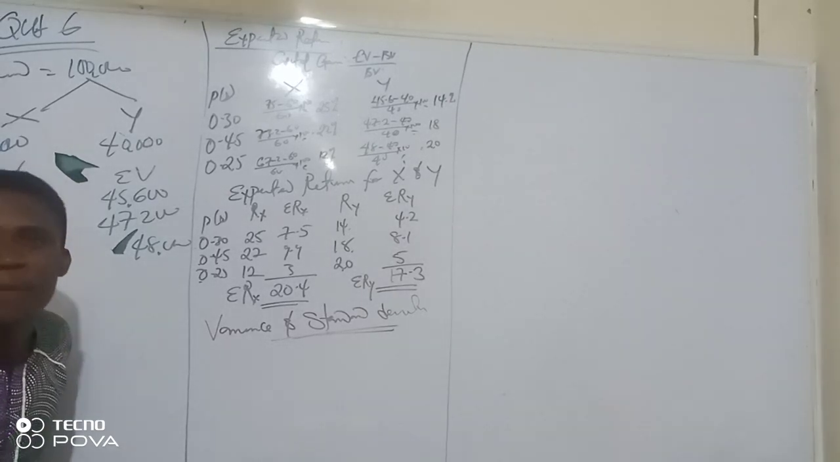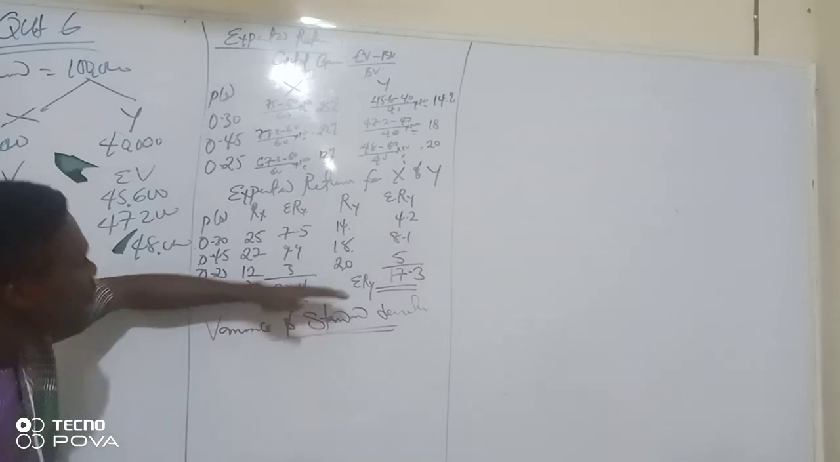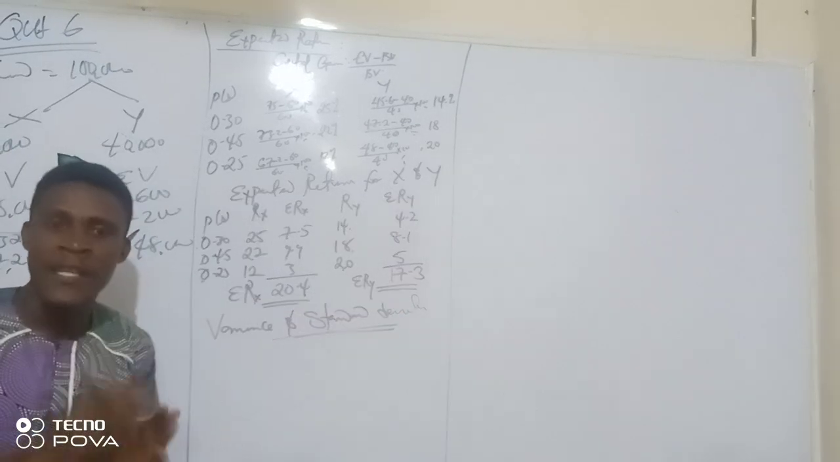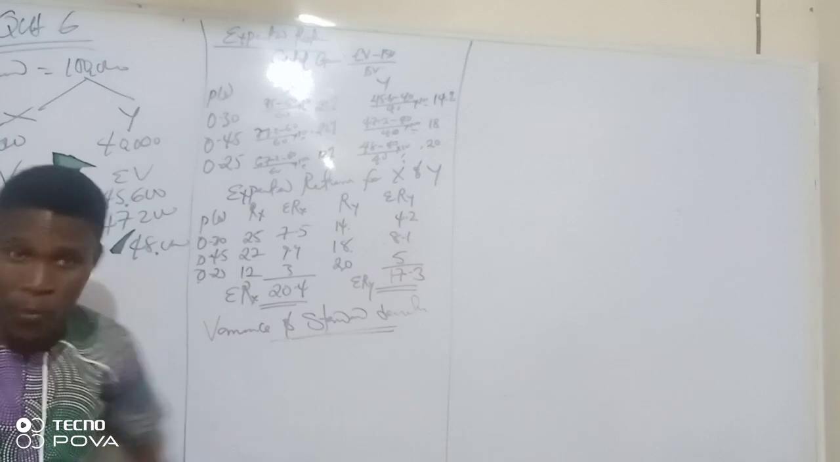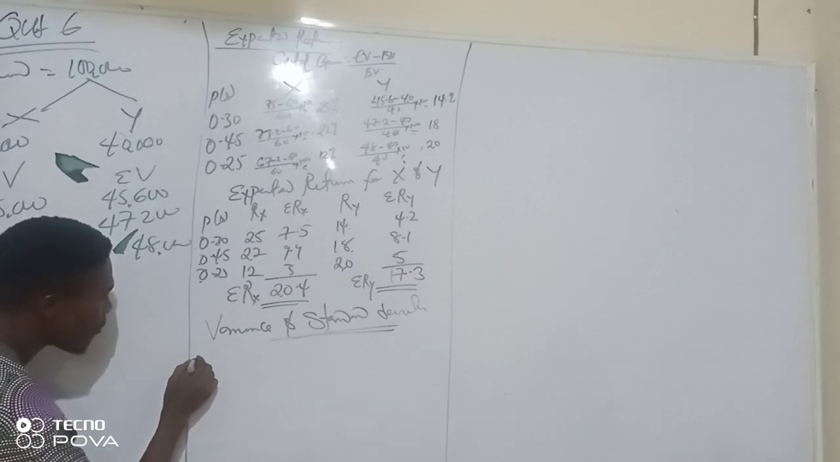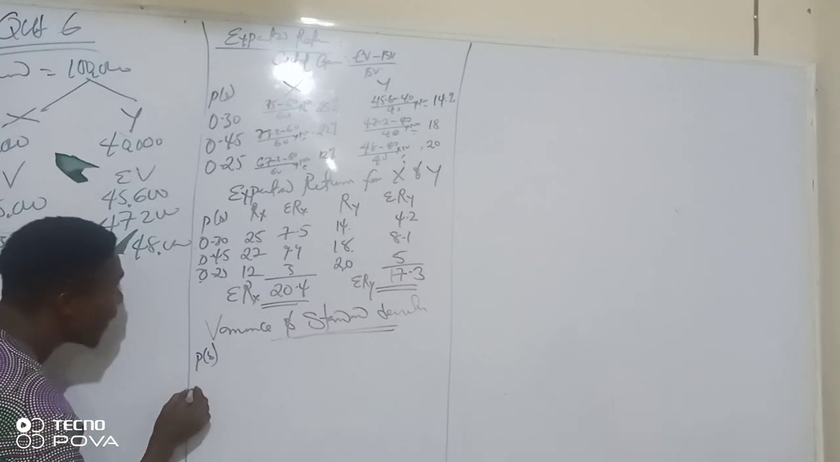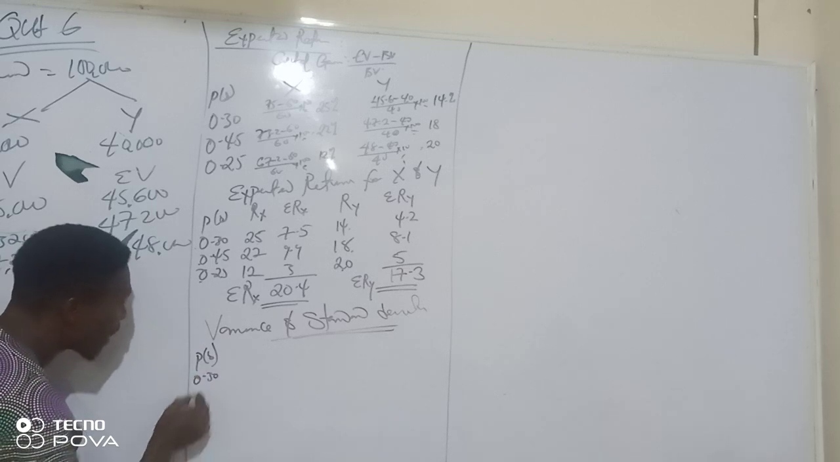Well, let's go for that. So now we have calculated our expected return. So let's do the variance as usual, by applying our table. Our table has probability: we have 0.3.